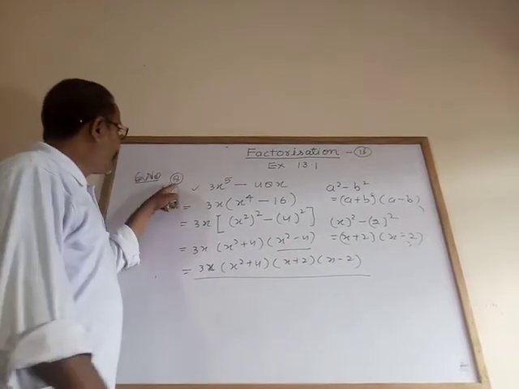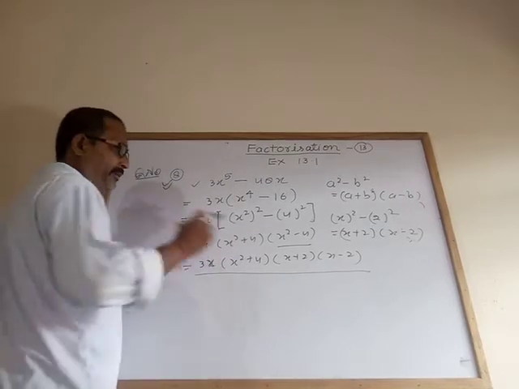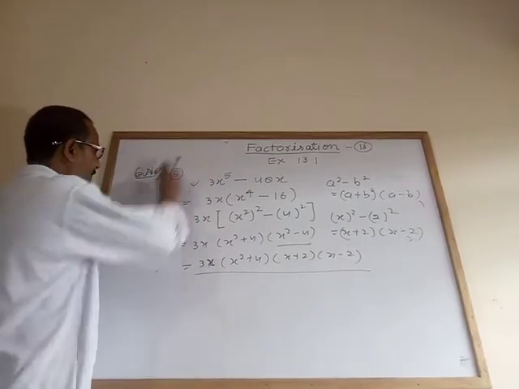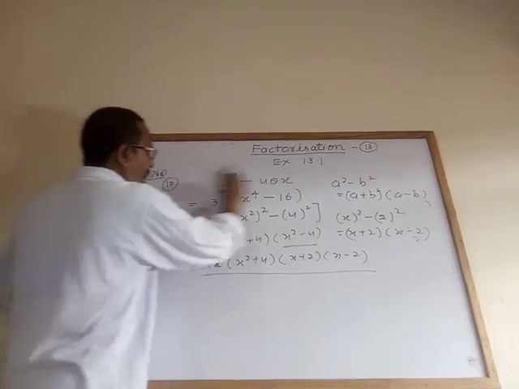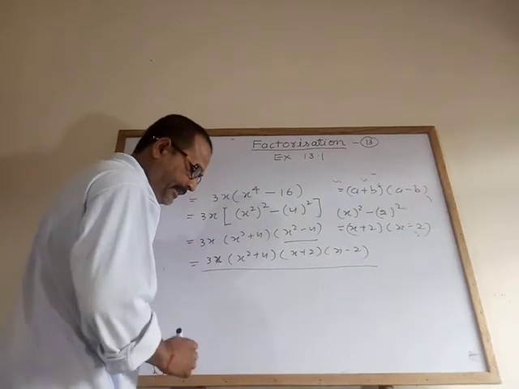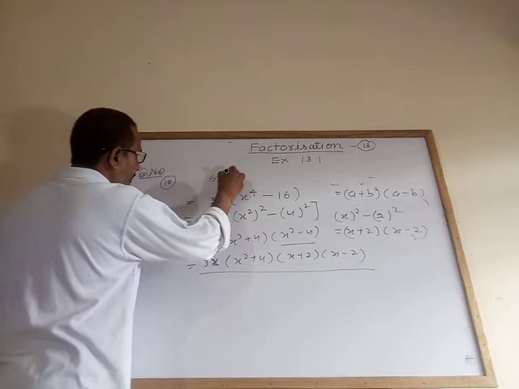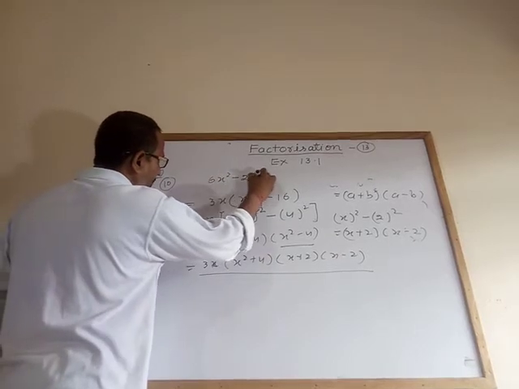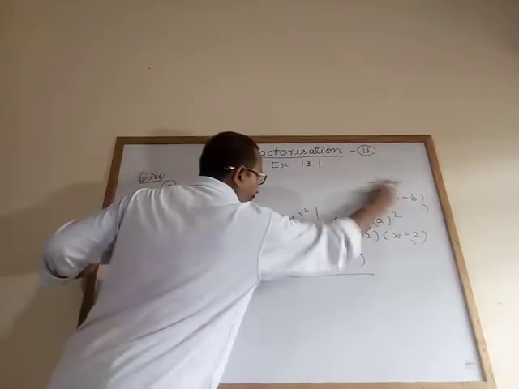Okay, this is question number 8. You write on your copy 8. Now 9 you have to do, 10 I am going to explain. Question number 10. What is the 10th question? That is given 6x square minus 216. 6x square minus 216. This is your question number 10.